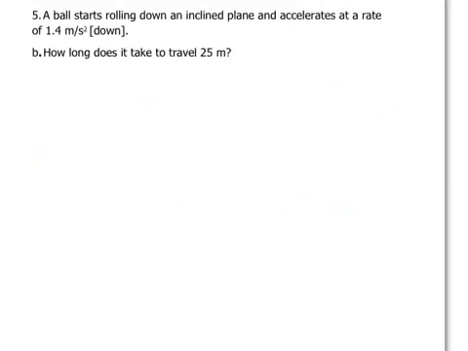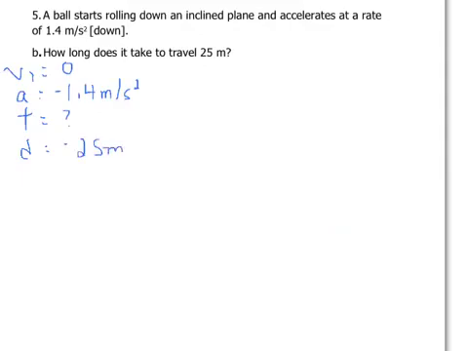In the second part of this example, we're now asked to find how long it takes for the ball to travel 25 meters. So once again, our initial velocity is 0. It accelerates at negative 1.4 meters per second squared. And we're looking for time. Travel 25 meters is a scalar quantity. The vector quantity of that is the displacement, and it displaces negative 25 meters.